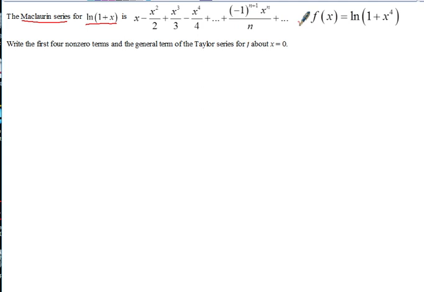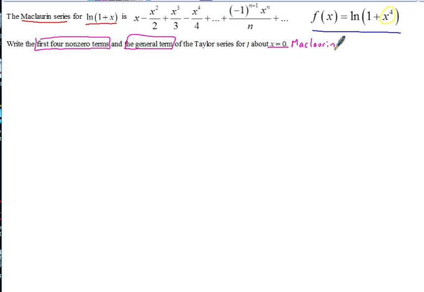So they're giving you the whole thing because they don't expect you to have natural log of 1 plus x memorized. And then they're saying f of x is natural log of 1 plus x to the fourth. Very similar to this, except notice one key difference. X to the fourth is in place of x. So again, it says write the first four non-zero terms and the general term of the Taylor series about x equals 0, which again is a Maclaurin series, really.